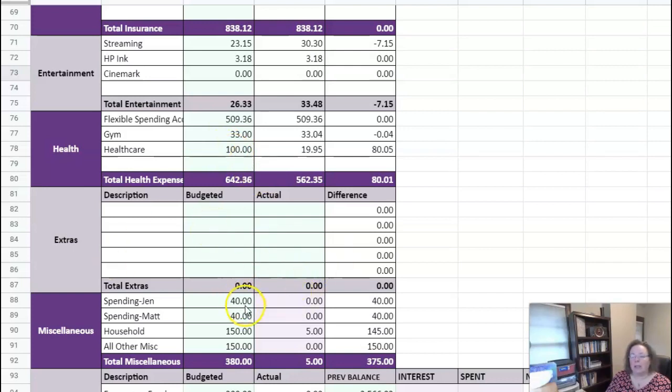And then in miscellaneous, that's where we are putting in our personal spending money, and then 150 for the household and 150 for all other miscellaneous. And we spend all of that and then some every month for just things that don't really fall in any other category here.